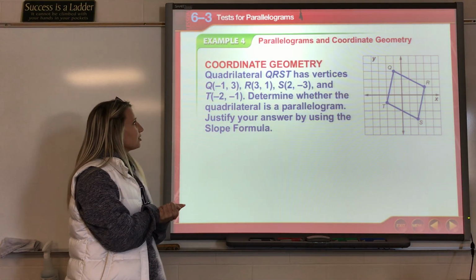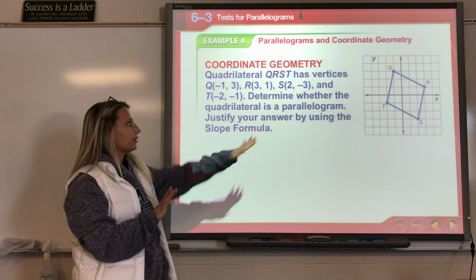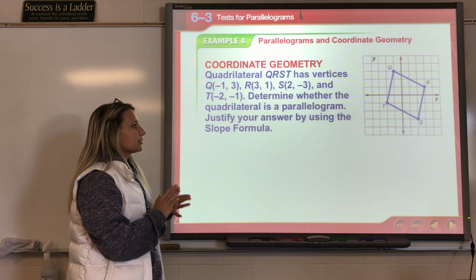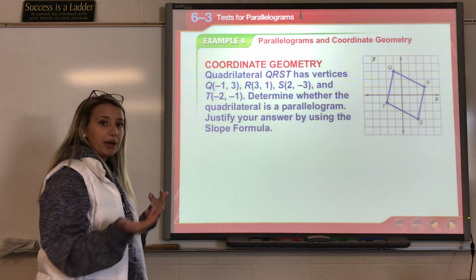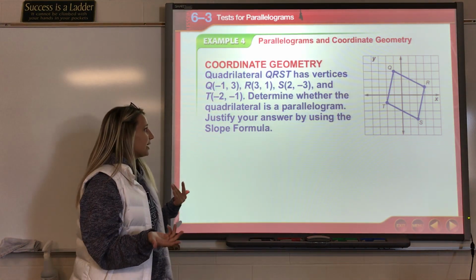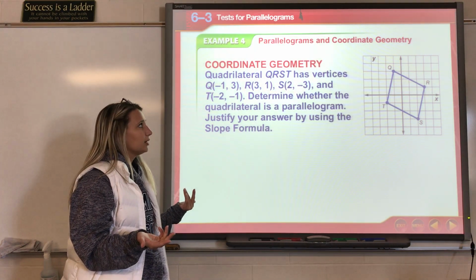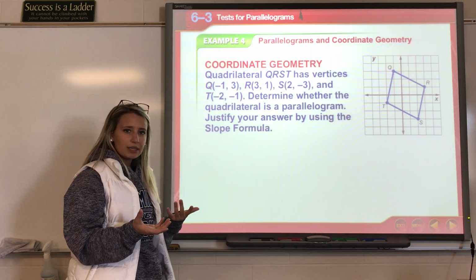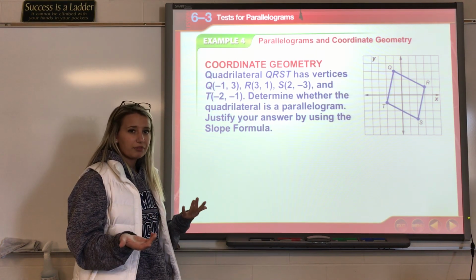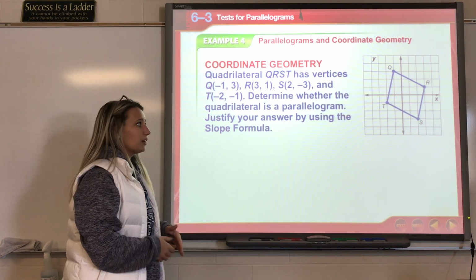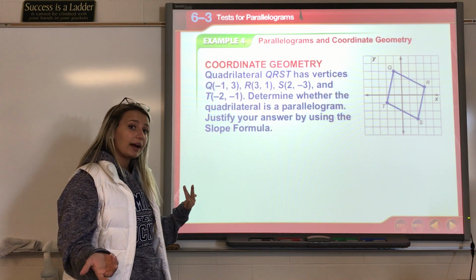So we have quadrilateral QRST in the figure over here, and it gives us their vertices. It says determine whether the quadrilateral is a parallelogram. Justify your answer by using the slope formula. There are some different ways that we could approach this, right? We could find the midpoints of some stuff, construct the diagonals, or find the slopes of all the sides.